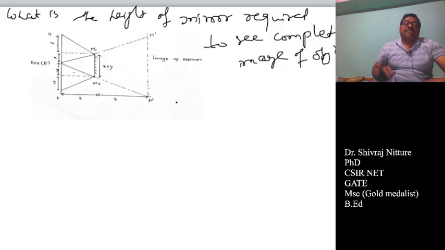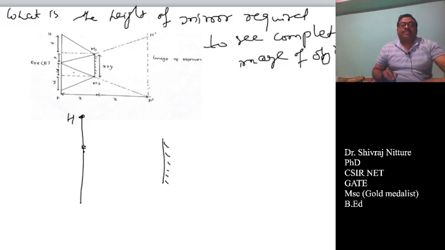Then we have to check. We will draw a separate diagram here. So this is the mirror, and we have to calculate its height. Say this is a person standing in front of the mirror like this. This is the head of the person, and this is the eye of the person at this point. This is the toe of the person. The total height of the person is say H. I have to check what is the height of the mirror. This is small h.